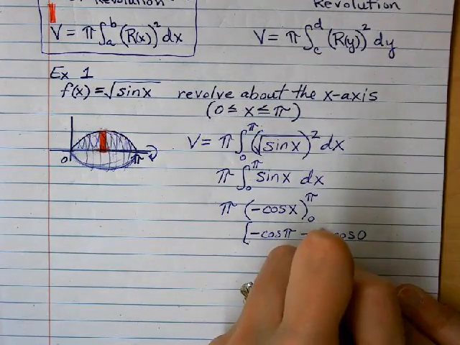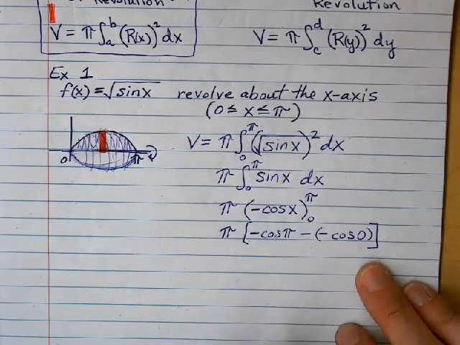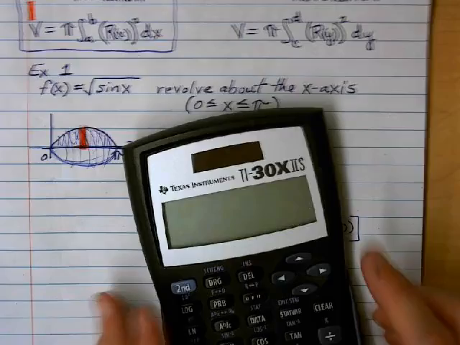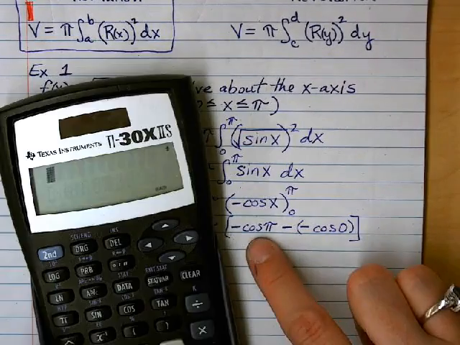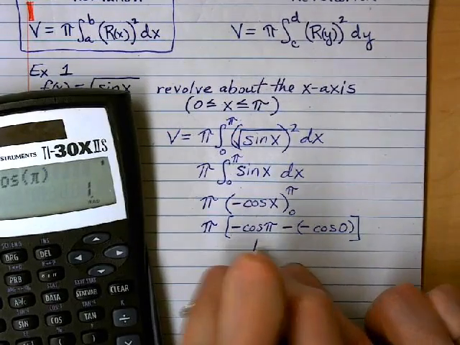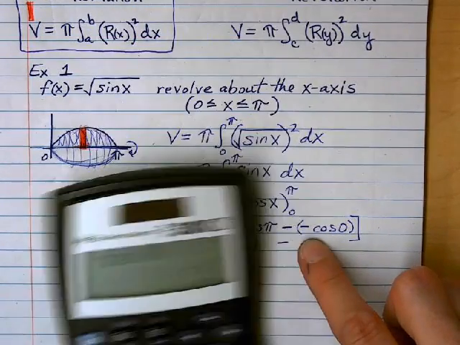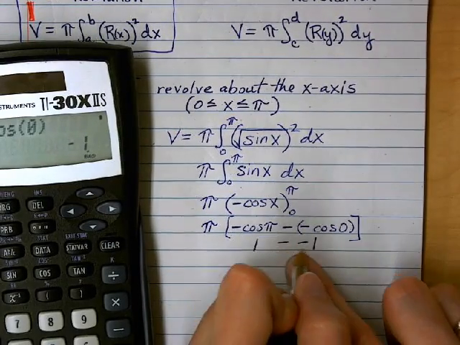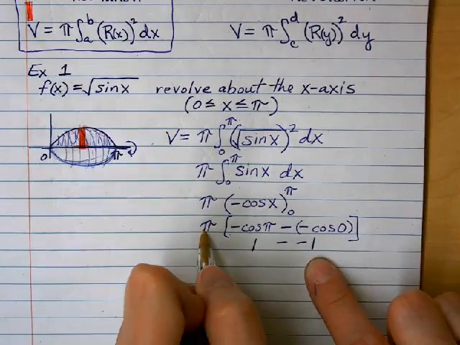So you're going to have to figure those values out with your calculator. If you type this in your calculator, negative cosine of pi. Make sure your calculator's in radians, which I need to do. So let's see, negative cosine of pi. That's 1 minus negative cosine of 0. Negative cosine of 0 is negative 1. So it's 1 minus negative 1. That's really 1 plus 1, which is 2. And then don't forget to times it by the pi out here. So your final answer should be 2 pi.